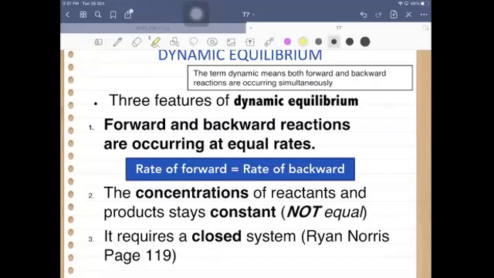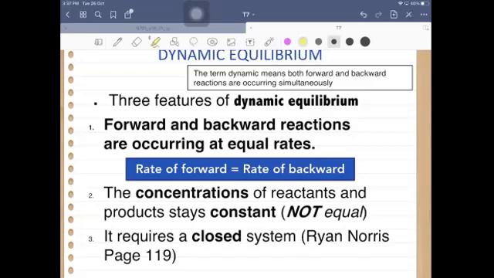Okay, so what are the features or the criteria of a system to be in a dynamic equilibrium? First, the forward and the backward reactions are occurring at equal rates. So that means how fast your forward reaction is going is the same rate as your reverse reaction is going. Okay, no one is faster than the other in dynamic equilibrium. Okay, once they reach dynamic equilibrium, they move at the same rate.